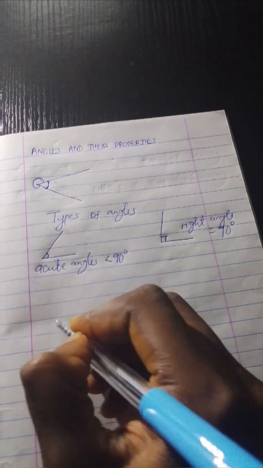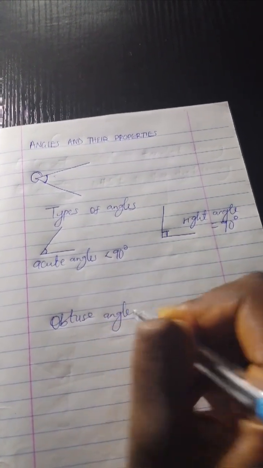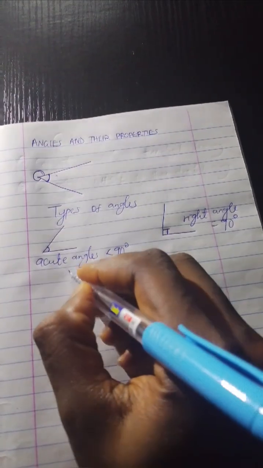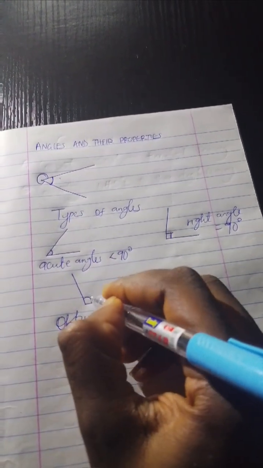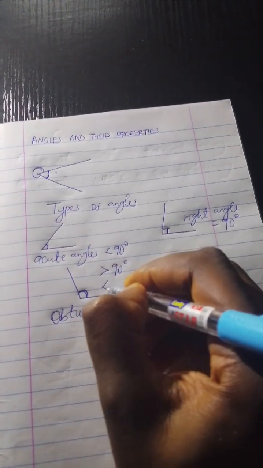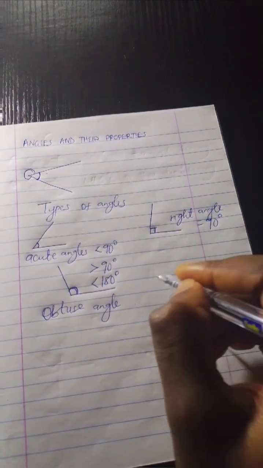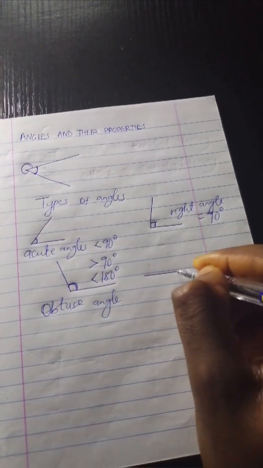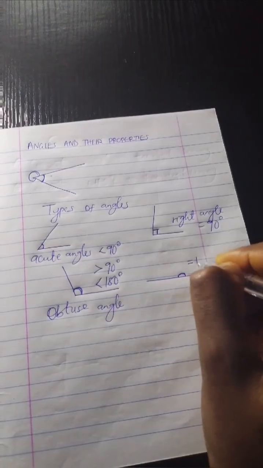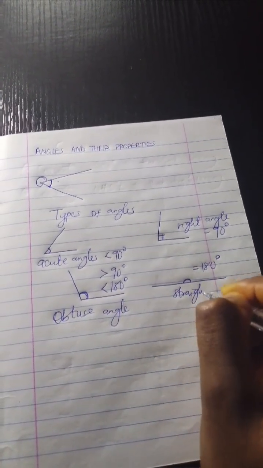Now the next one we have is the obtuse angle. An obtuse angle is an angle that is greater than 90 degrees but less than 180 degrees. So this here is an obtuse angle. It is greater than 90 degrees but less than 180 degrees. Now the next one that we have is an angle on a straight line. And this is equal to 180 degrees.